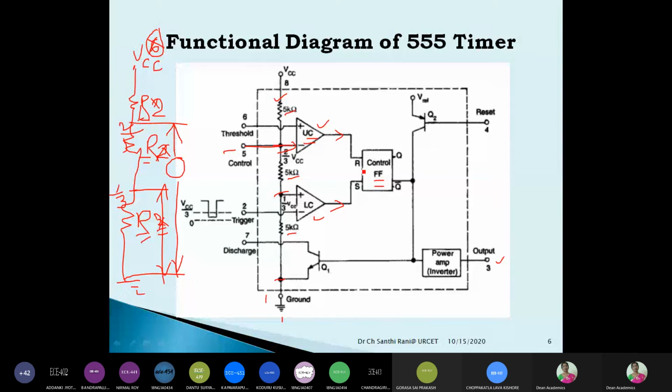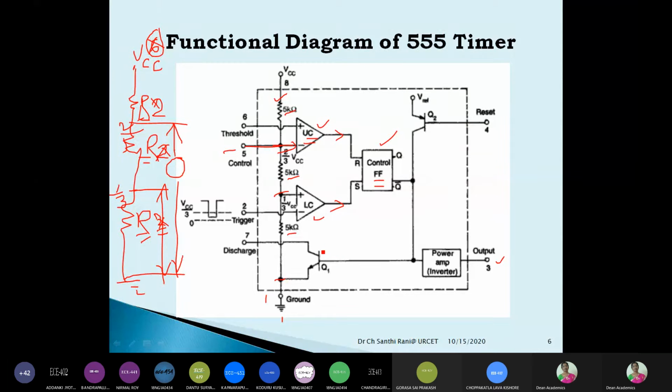So when reset equal to 1, the output is reset to 0. That means Q will be 0. When set equal to 1, the flip-flop will be set to 1. That means Q will be 1. So depending on the outputs of the upper comparator and lower comparator, the output of the control flip-flop will be changing. So this is what a control flip-flop is, right?